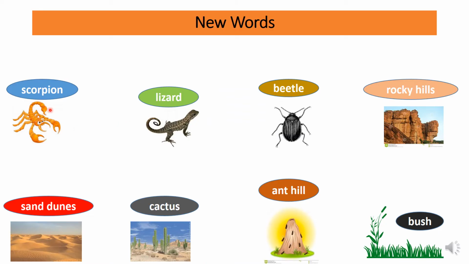Scorpion. Lizard. Beetle. Rocky hills. Sand dunes. Cactus. Ant hill. Bush.